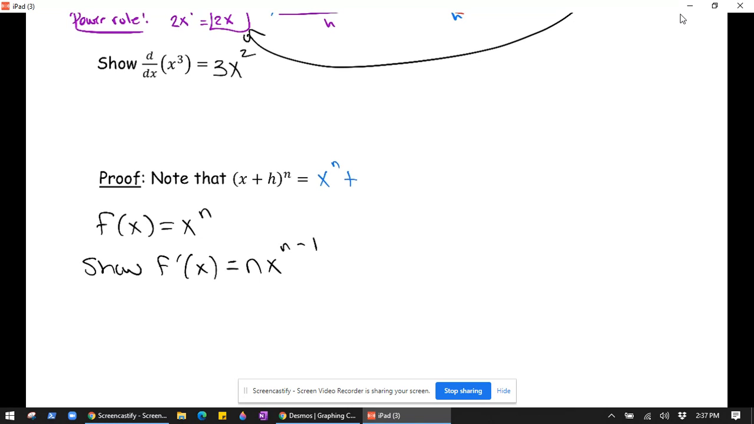x^n plus, so then the powers go down, x^(n-1). They go down on the x's, they go up on the h's. And then the coefficient would be n choose 1. Okay, again, if you haven't seen this before, it's not the biggest deal. You don't really need to know it for AP Calc, but I'm just kind of throwing it in.